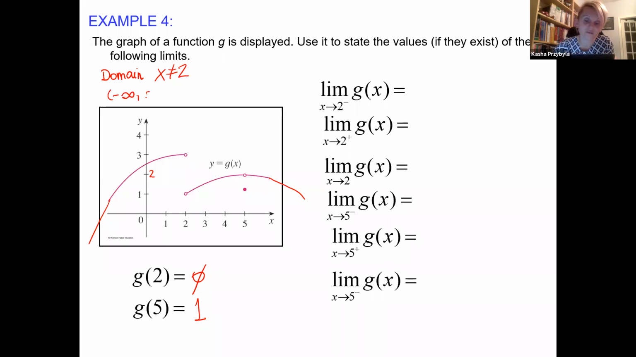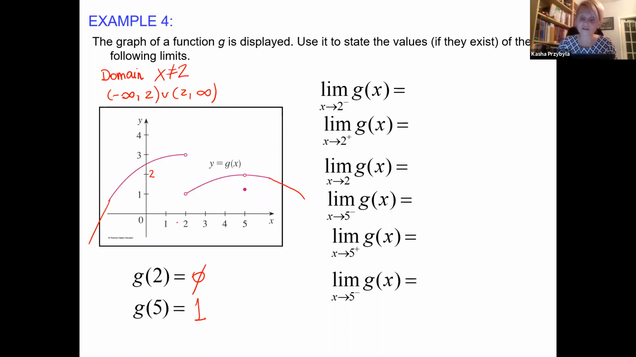From negative infinity to 2, and from 2 to positive infinity. 5 actually is in the domain. We do have a value for 5, which means 5 is in the domain. You can keep it, but you can put the brackets. Okay, that's me now. Your turn. Get ready, and you will tell me all of the answers.